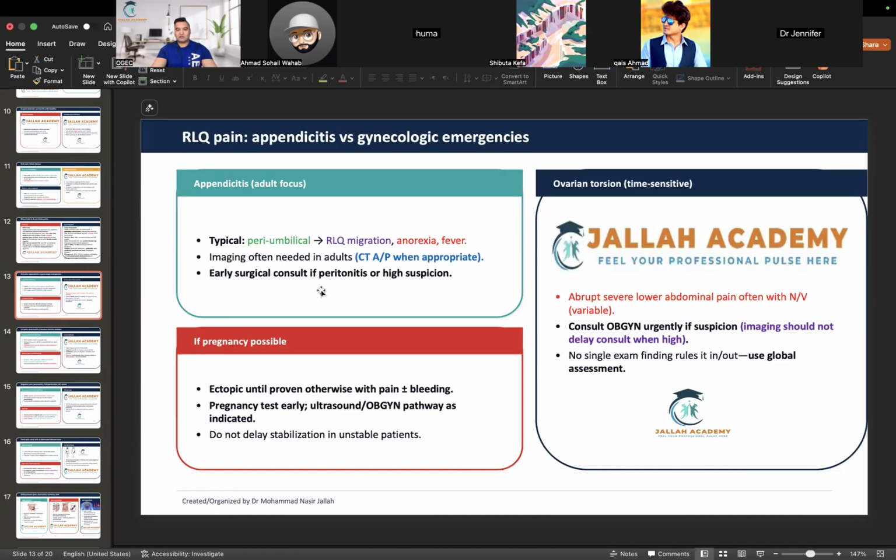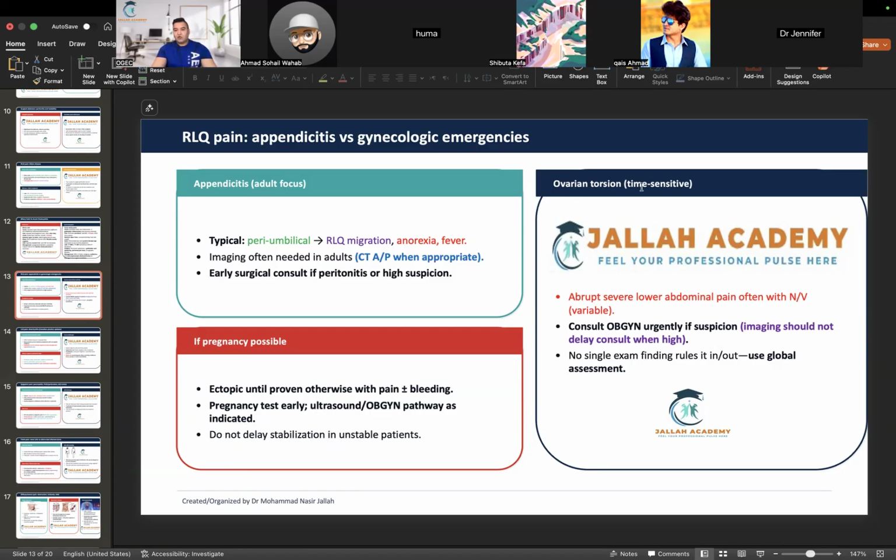So imaging, we did talk about this. Early surgical consultation or high suspicion. If pregnant, ectopic pregnancy until proven otherwise. Again, you have someone who is of conceiving age and she's bleeding with pelvic pain. It is ectopic pregnancy until proven otherwise. So what do I do? I do an ultrasound, OBGYN pathway as indicated, and I will also order the beta hCG. Do not delay stabilization in an unstable patient.